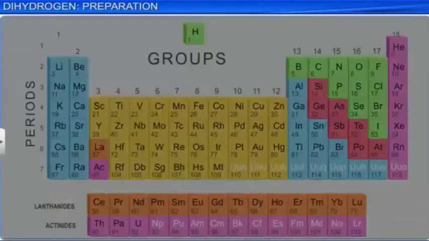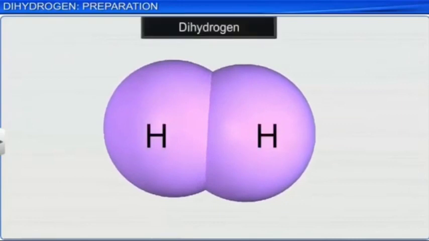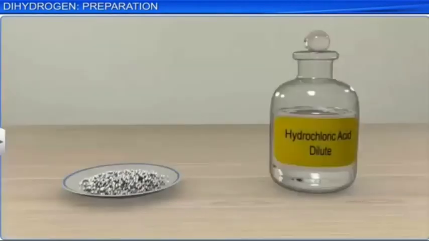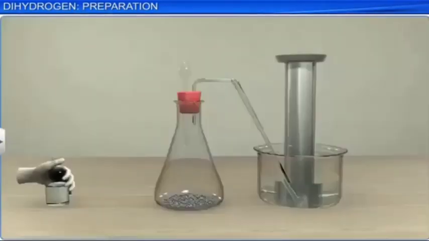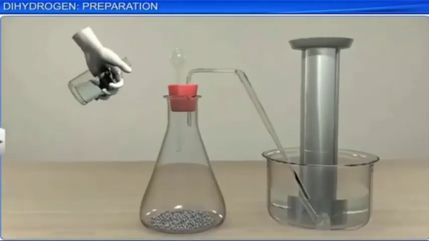This uniqueness of hydrogen makes it an industrially important element. Now, let's look at the ways to prepare dihydrogen both in the laboratory and industrially. In the laboratory, the most common way of preparing hydrogen is by the reaction of granulated zinc with dilute hydrochloric acid. The setup consists of granulated zinc in a conical flask fitted with a thistle funnel. In this flask, dilute hydrochloric acid is poured drop by drop through the thistle funnel.